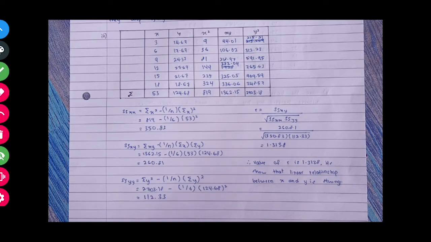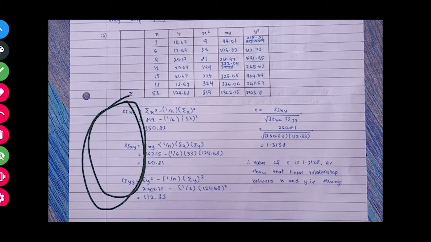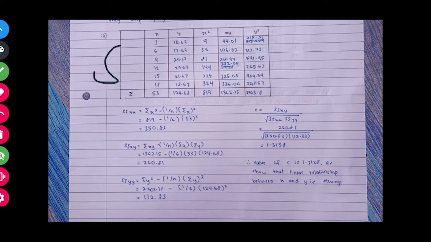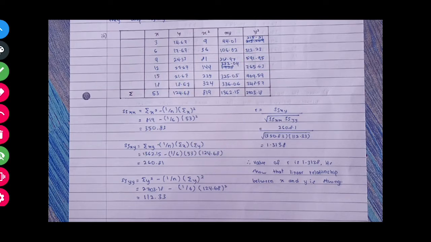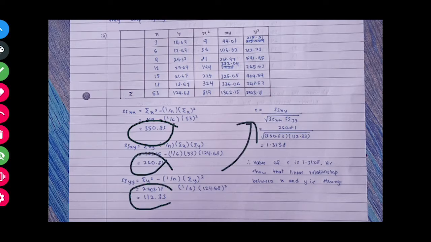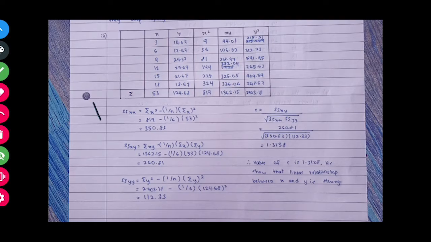Okay, after we get the values of the three data here, we can solve the equation. So from the equation, we have SSxx and SSyy, also SSxy. So the formula is here. So just take all the values here and put them in the formula, and then we get the value of R.